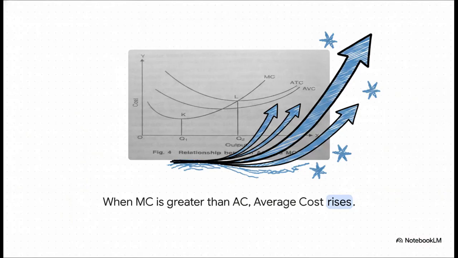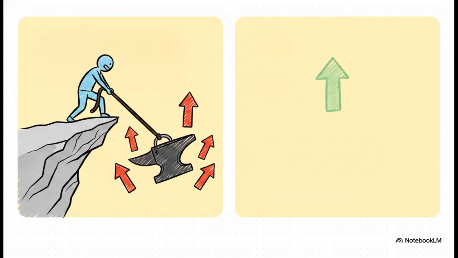Let's look over at the right side of the graph now. Observe the spatial relationship beyond output level OQ2. Once we cross point L, the marginal cost curve suddenly shoots up and physically sits above the average cost curve. Consequently, during this entire range beyond OQ2, the average cost curve is now rising. We are basically witnessing a shifting gravitational pull here. When marginal cost is greater than average cost, the average cost rises. Because the cost of adding an extra unit has suddenly become way more expensive than the average cost of all the previous units combined, that pricey extra unit drags the overall average upward.